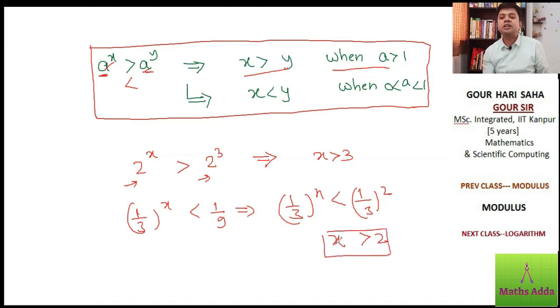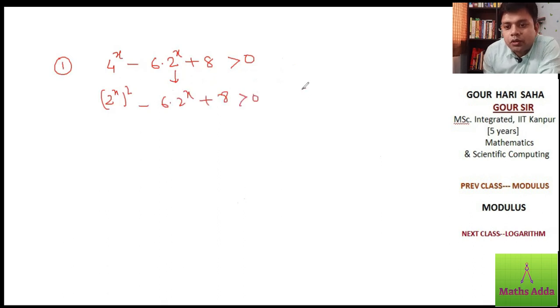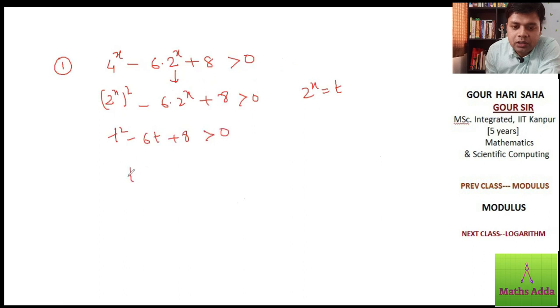This is the exponential inequality formula, which is very important. So let us solve some inequality questions now. How to do it? I think you have got a fair idea. 2 to the power x, right? This is (2 to the power x) squared minus 6 into 2 to the power x plus 8 greater than 0. Convert it to quadratic. 2 to the power x equal to t. So t square minus 6t plus 8 greater than 0. So it is (t minus 2)(t minus 4) greater than 0.